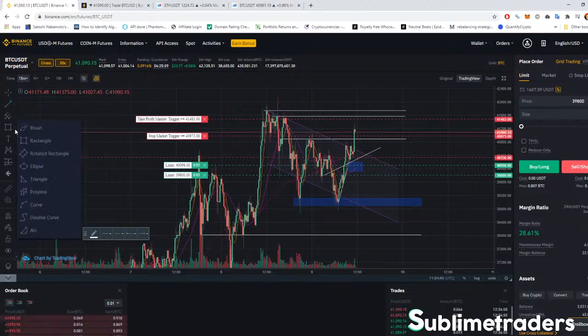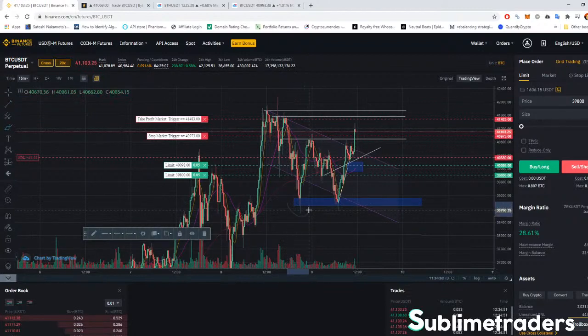let me just mark it, in this situation I have a double bottom, a W pattern which has just broken out of the neckline. So this is an indication of an uptrend. So I can do this, but I am not low enough, so I'm just preferring to take profits right here.